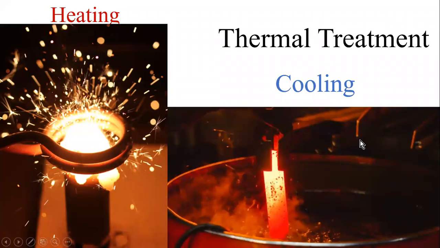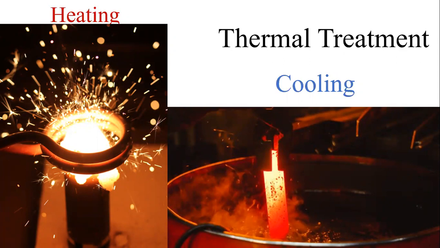Now let's talk about the real thermal treatments. As you can see, thermal treatment involves heating and cooling. Heat treatment is the process of heating and cooling metals to change their microstructures and to bring out the physical and mechanical characteristics that make metals more desirable. The temperatures metals are heated to and the rate of cooling after heat treatment can significantly change metals' properties.